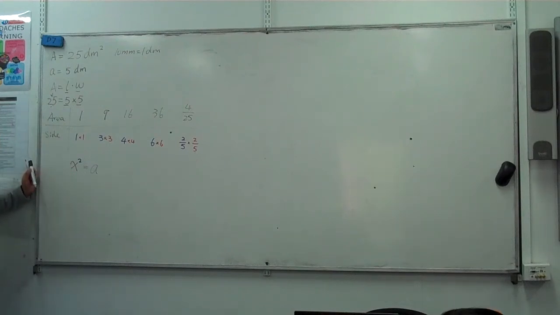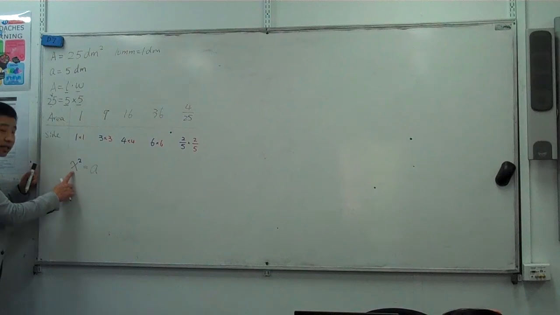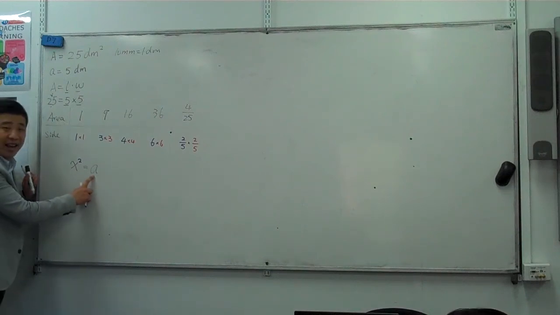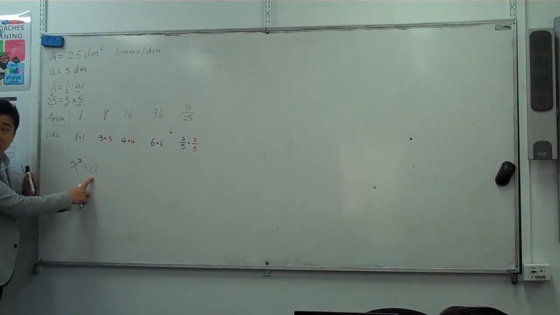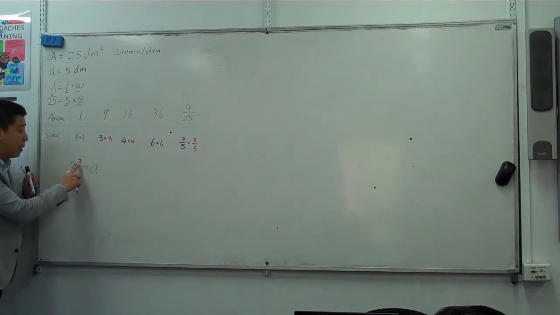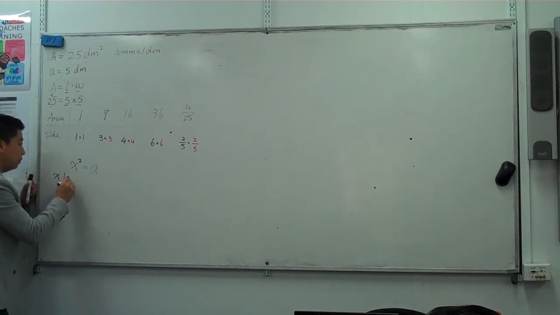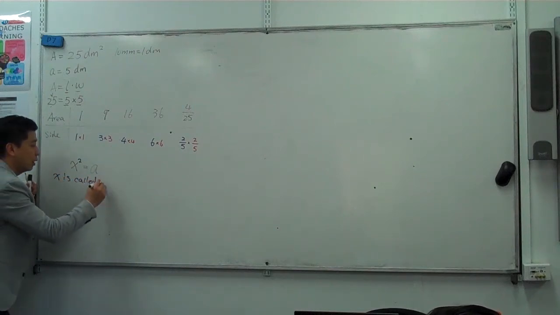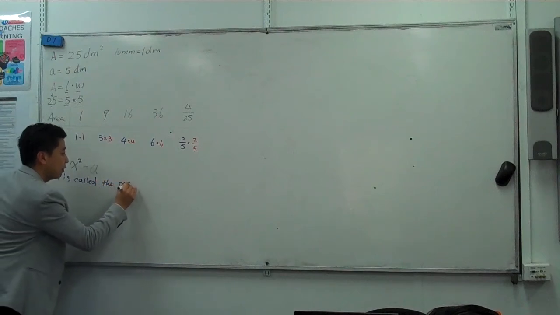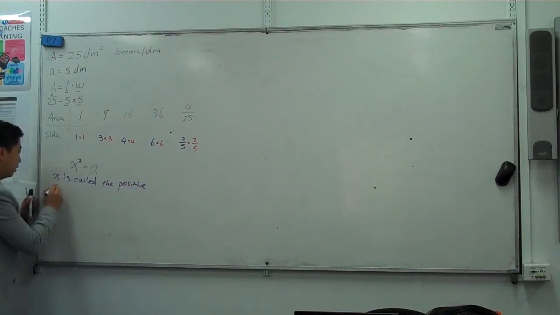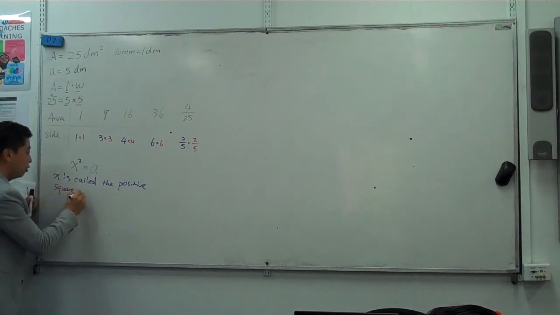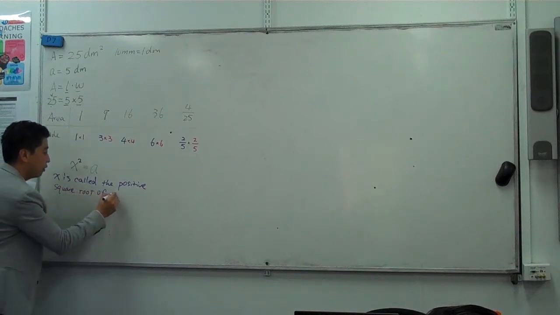So in math, we call that x is the square root of a. I say that again. a is called the square number of x. And then in another way, x is called the positive square root of a.